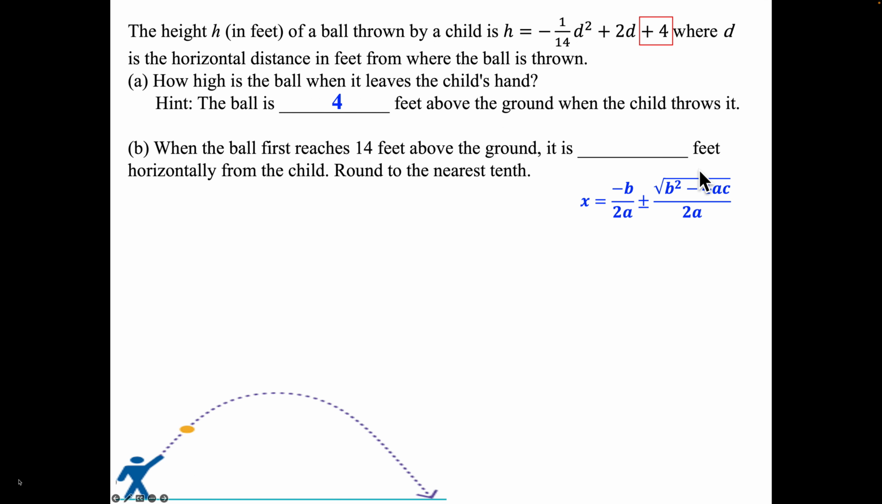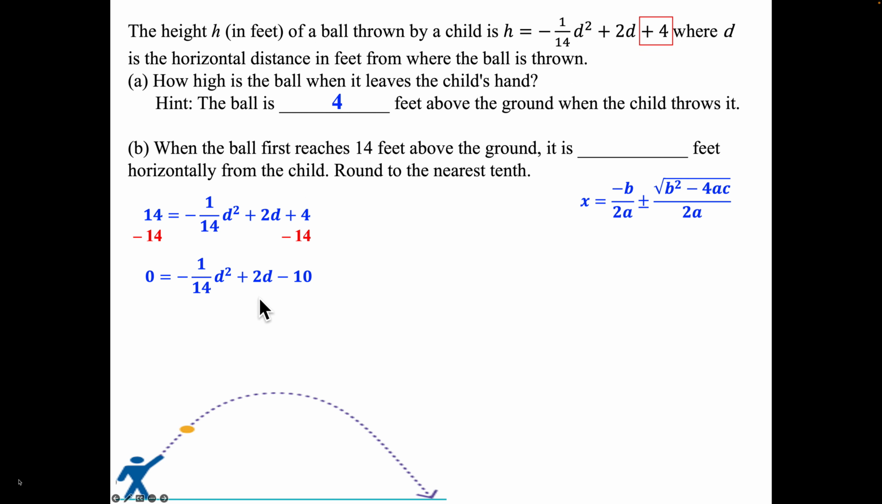So we're going to need our quadratic formula. We're going to take our formula up here and set h equal to that 14 feet right there. Well, if we want it to be a quadratic equation, we have to set it equal to 0. So we subtract the 14 over from the 4. And now we get a negative 1/14 d squared plus 2d minus 10.